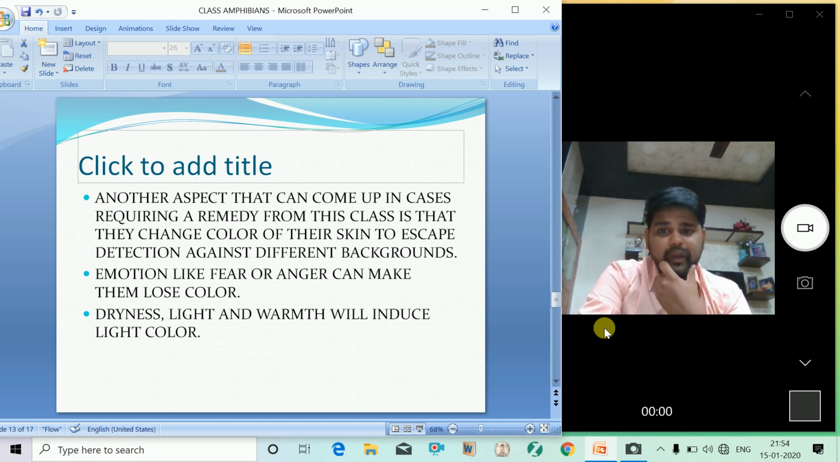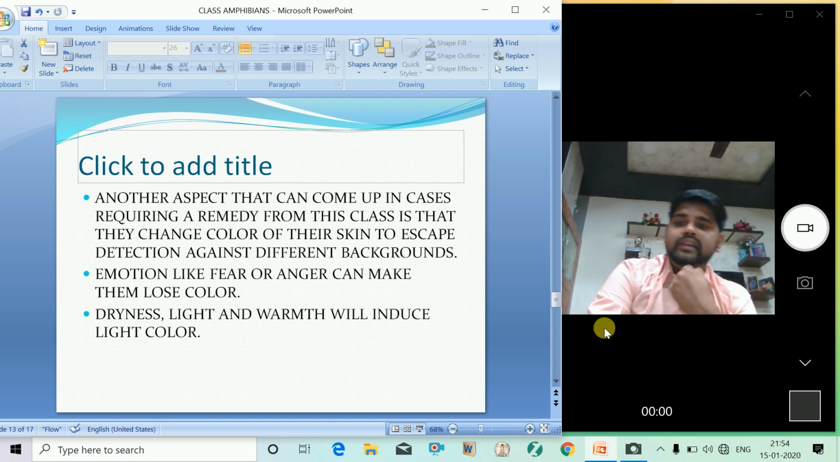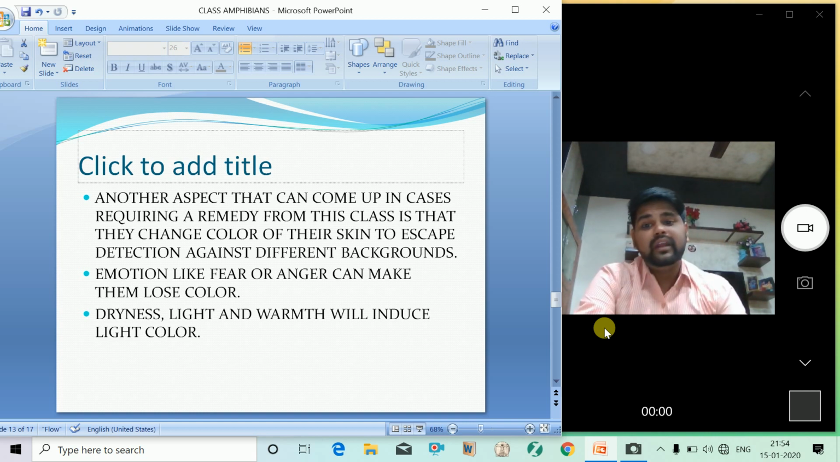Another aspect that comes up in cases requiring a remedy from this class is that they change the color of their skin to escape detection against different backgrounds. We all know they have this strategy of escaping from predators. Emotions like fear and anger can make them lose their color. That's another interesting thing we have. Dryness, light and warmth will produce a lighter color.